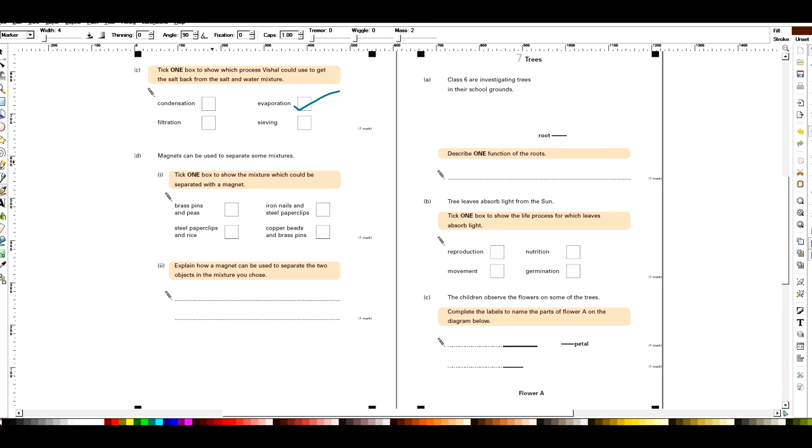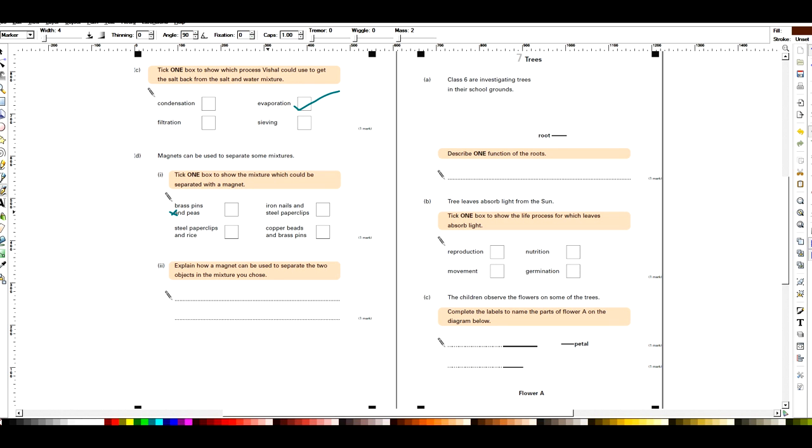Okay, magnets can be used to separate some mixtures. Tick one box to show the mixture which could be separated with a magnet. So now, brass pins and peas. Well, brass is not magnetic, so I'm just going to put a little cross because that's wrong. Okay, steel paper clips and rice.